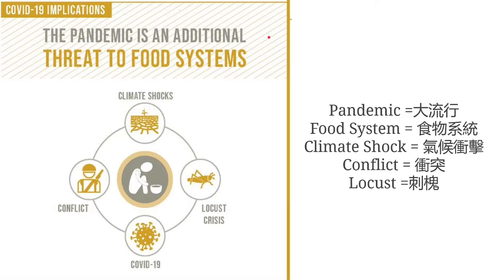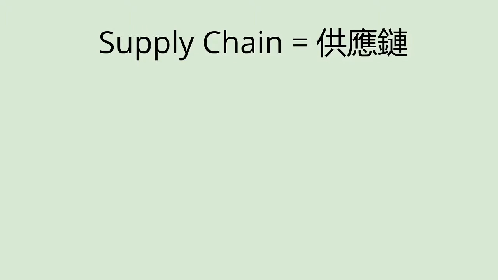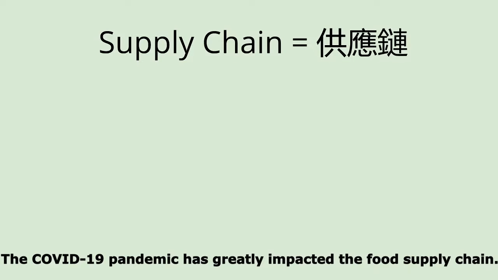The COVID-19 implications. The pandemic is an additional threat to food systems. These are the 4 main threats: climate shocks, locust crisis, COVID-19, and conflicts. The COVID-19 pandemic has greatly impacted the food supply chain.